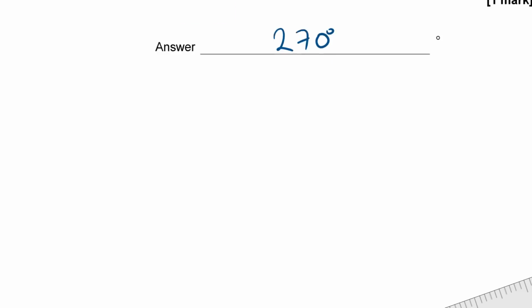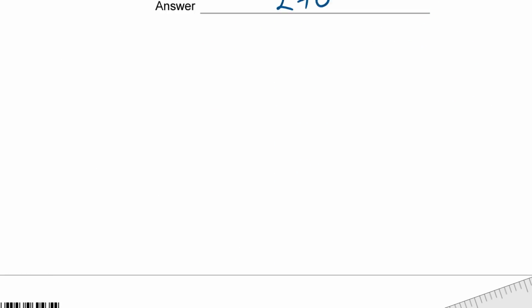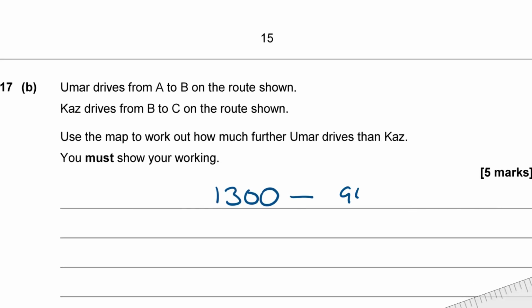I've forgotten what the question is now. What did the question say? The question said, use the map to work out how much further Umar drives than Kaz. Well, then that is going to be a subtraction, isn't it? I'm going to then subtract Umar's journey, which is 1300, subtract Kaz's journey, which was, what was it again? 940. So 1300 subtract 940, so they did an extra 360 kilometers then.